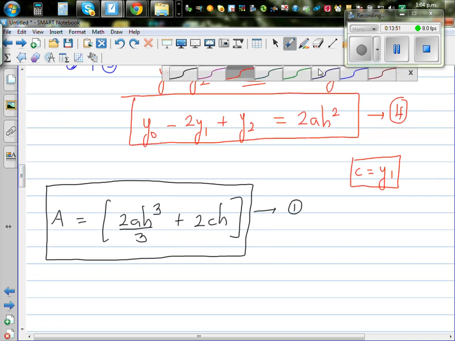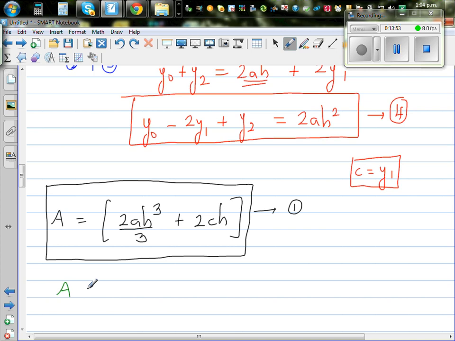So can I say A is equal to, can I write this as 2ah squared times h over 3 plus 2hc. I've rewritten this same thing in a slightly different way. Can I write 2ah cubed as 2ah squared times h over 3. So I know 2ah squared is something. 2ah squared is y0 minus 2y1 plus y2.